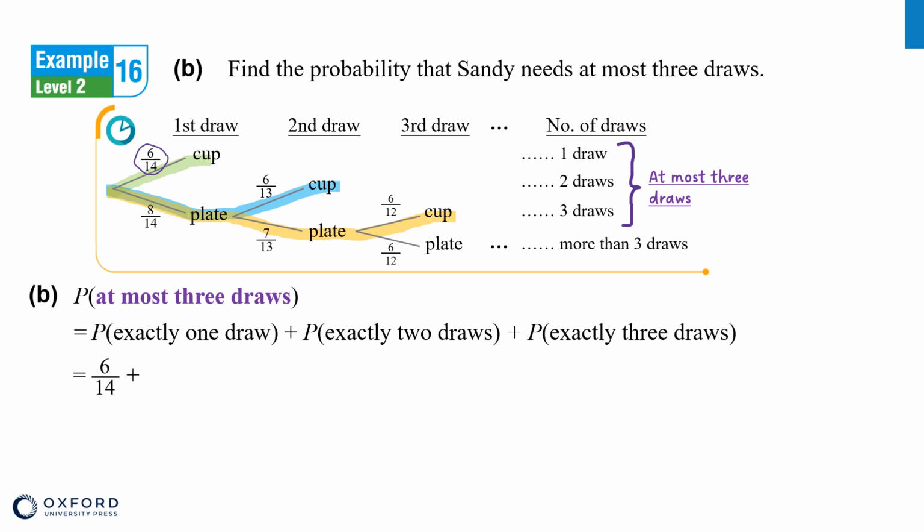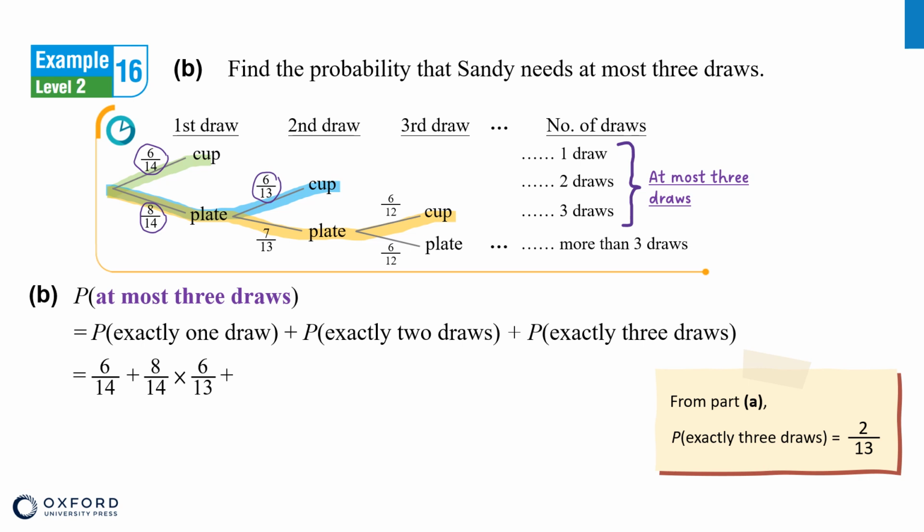The way to find the probability that Sandy needs exactly 2 draws to get a cup is similar to part A. We multiply the probability that Sandy gets a plate in the first draw by the probability of getting a cup in the second draw. That is 8 over 14 times 6 over 13. The probability that Sandy needs exactly 3 draws has been found in part A, which is 2 over 13. We add up the probabilities. Therefore, the required probability is 11 over 13. That's it.